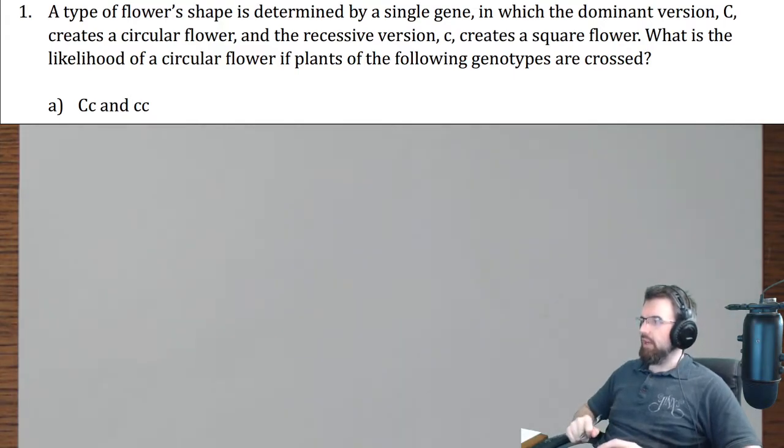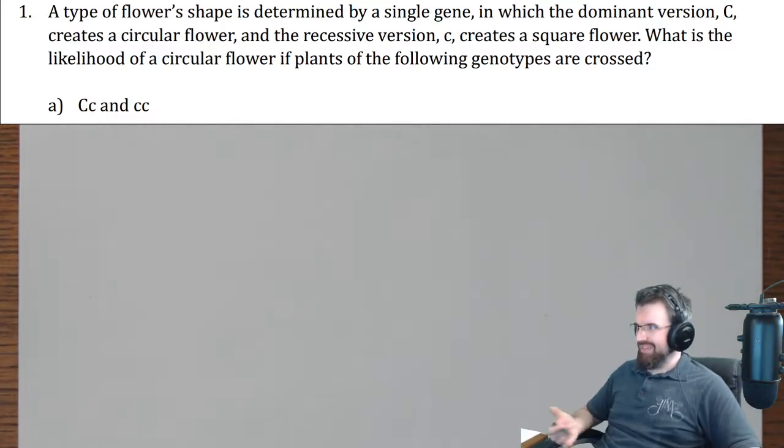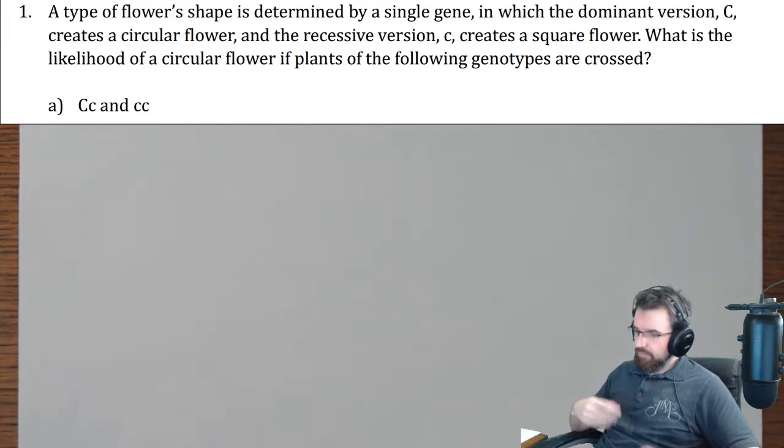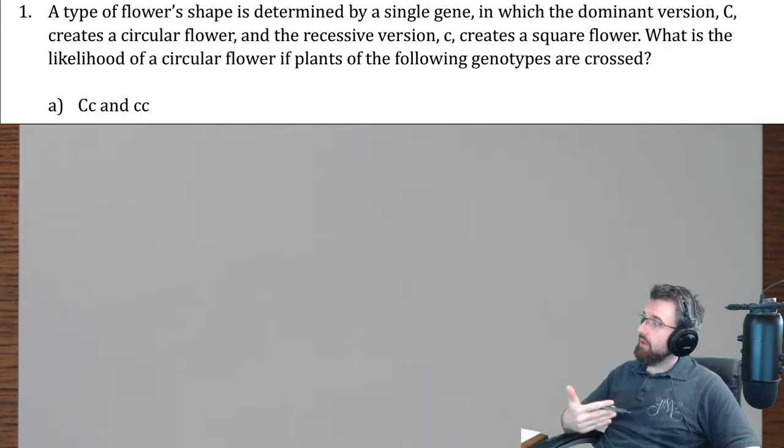It is worth saying right now, something I didn't mention, that we always use the letter for the dominant trait. That's just a convention, right? You'll notice here that it's a capital C and a lowercase c. Even though it's square, it's not a capital C for circular and a lowercase s. We use the same letter both times to show that these are the genes that are dominant with each other.